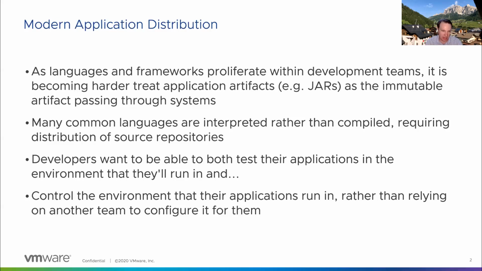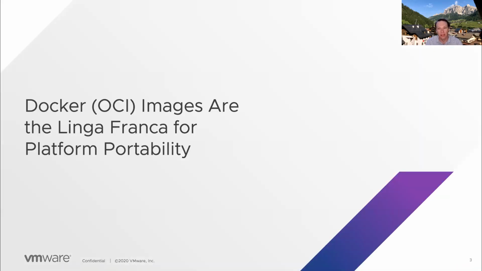It is no longer dictated to developers, here is the environment your application will run in. Rather, what we want is the ability to say, here is the environment that I have decided as a developer this application should run in, you should run it that way. And so that puts us in a position where we can make this statement. Docker images have become the lingua franca for platform portability. This idea that a Docker image behaves as the artifact that I want to move from my laptop, from my CI system into a QA system and then eventually into production becomes more and more real every day.